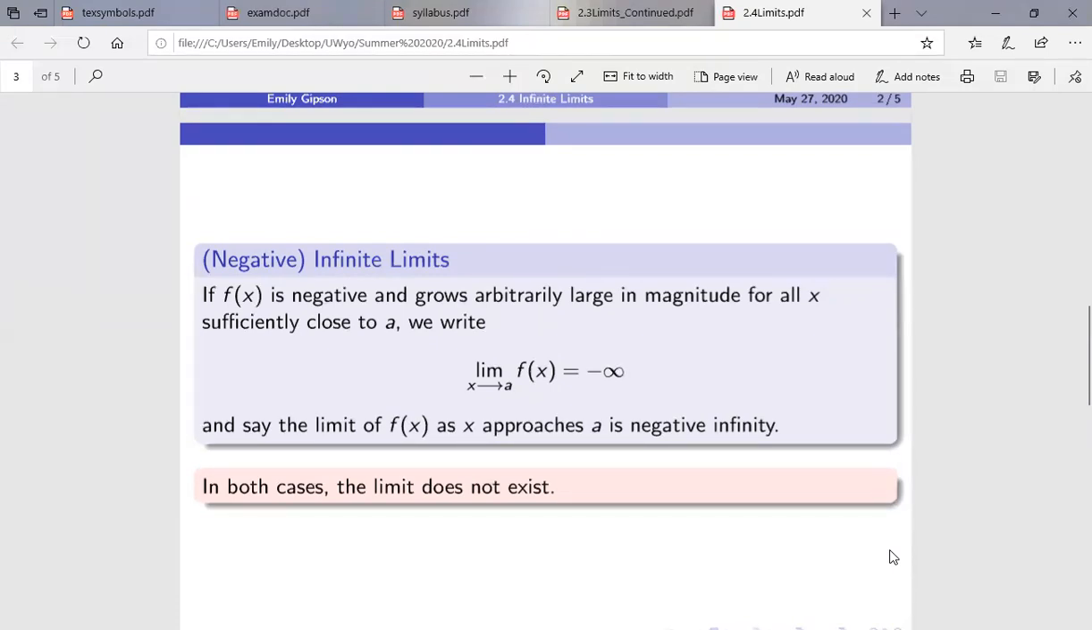Now, I have in a red box here that in both cases, the limit does not exist. Infinity is a concept and not a number. So writing that the limit goes to infinity says that it automatically doesn't exist. But that's different than if it didn't exist because your function went one direction from the left and another direction from the right. So let's look at an example.